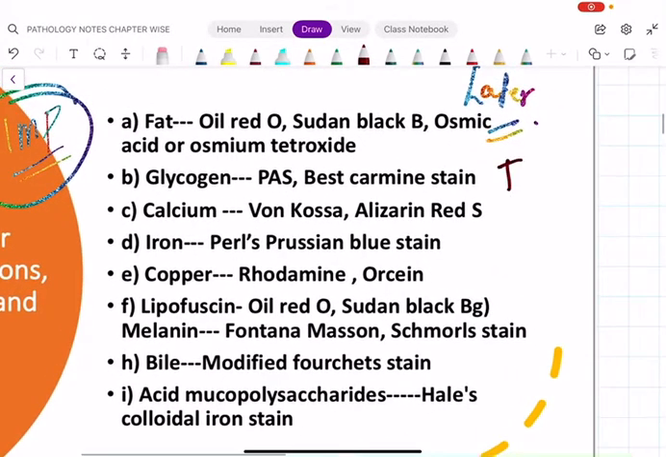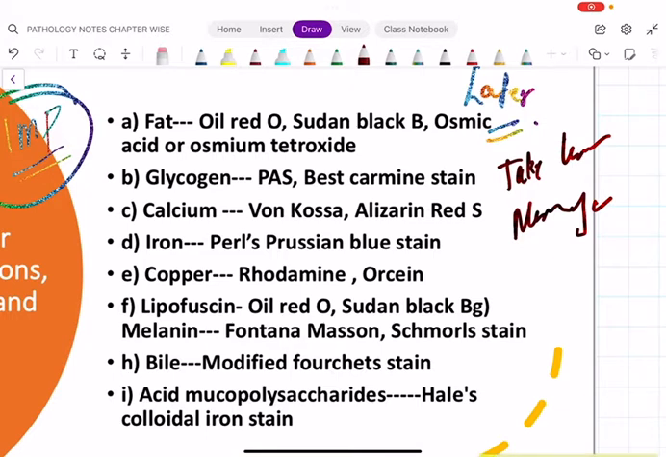This is the slide for the take home message. What are the stains? Fat: oil red O. The name itself indicates fat will be red in color. Sudan black B: the name itself tells the fat will be black in color, and it helps to differentiate myeloblast from lymphoblast. Which is going to be positive for Sudan black? Myeloblast. Good. Osmium tetroxide is a stain as well as a fixative in electron microscopy. Again, here the fat is black.